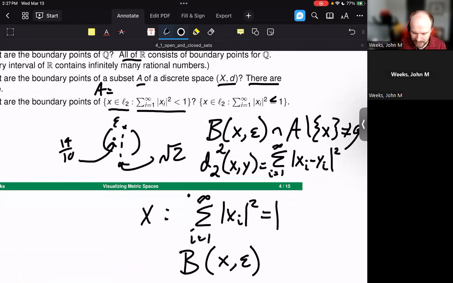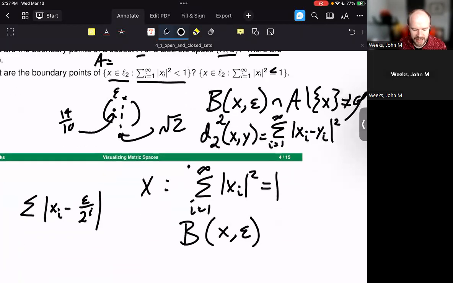Maybe I could take something like this. Maybe I could look at something where I'm saying, okay, I know that the sum of these x sub i squareds is equal to 1, but what happens if I take some x sub i and I subtract from it something very, very small? How small should I make it? What about epsilon over 2 to the i or something like this? So let's say that I have something like this.